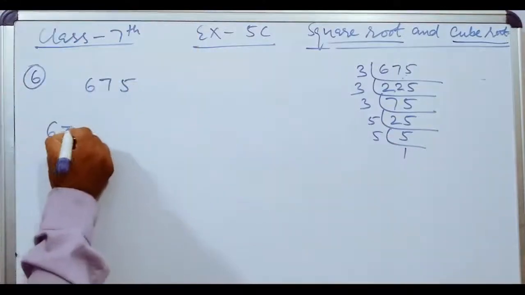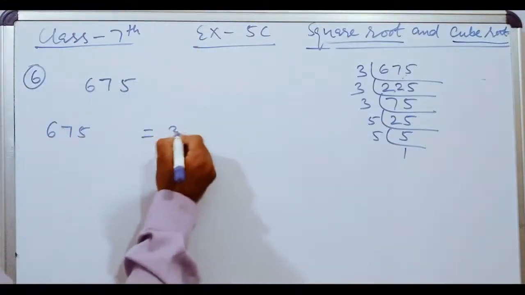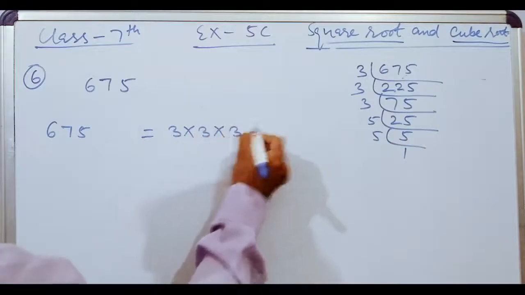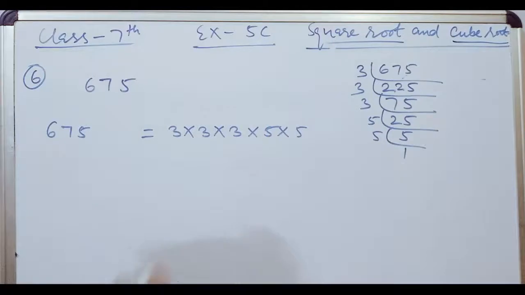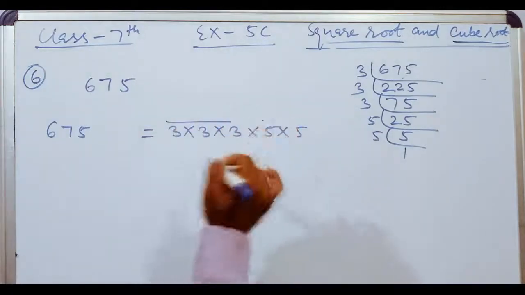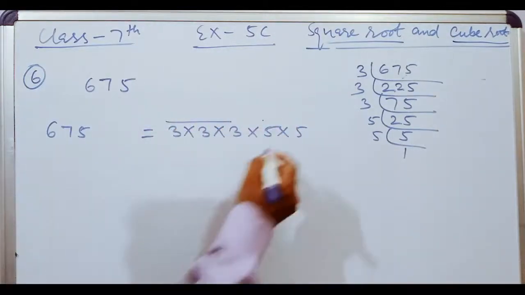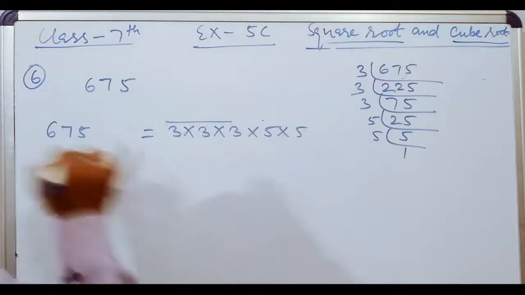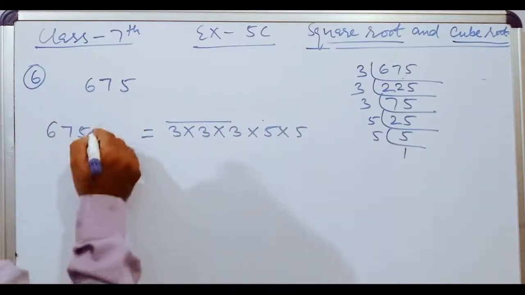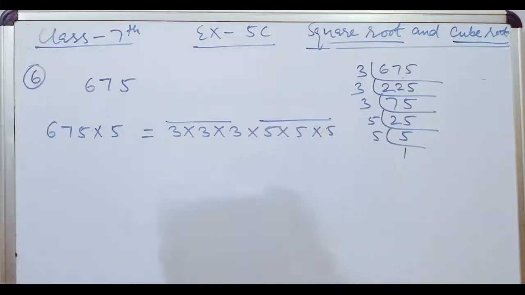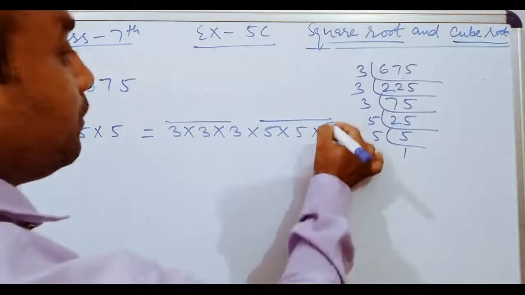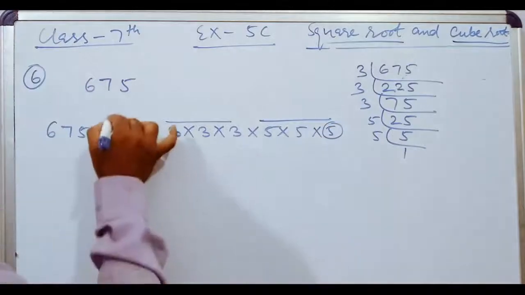So what is the smallest number, dear students? 3 into 3 into 3, 5 into 5. 5 is the smallest. If a complete triplet is not there for any number, then it is not a perfect cube. If we multiply here by 5, then this is the triplet. Now this is the triplet of 5. So we will multiply by 5.